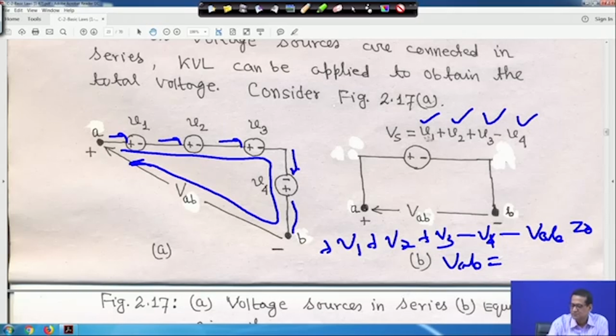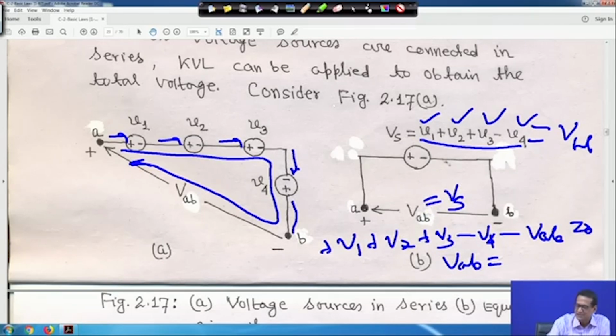So, actually this is VAB, and Vs is the source, actually the supply voltage. So, VAB is actually equal to Vs. Now, if you apply KVL clockwise here also, it will be Vs minus VAB equal to 0. So, VAB is equal to Vs. That is, VAB is equal to V1 plus V2 plus V3 minus V4. I think everything is understandable to you. Thank you very much. We will be back again.